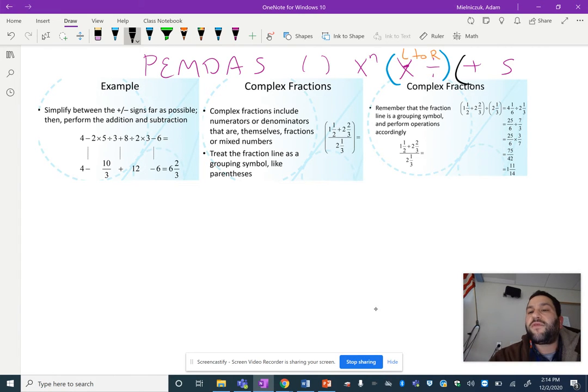The same thing for addition and subtraction. This is also left to right. Okay, so as an example, we have 4 minus 2 times 5 divided by 3 plus 8 divided by 2 times 3 minus 6. Sometimes it's easier to simplify between the plus or minus signs as far as possible, then perform the addition and subtraction. So what we can do for this one, and I'm just going to write it out to show you step by step.